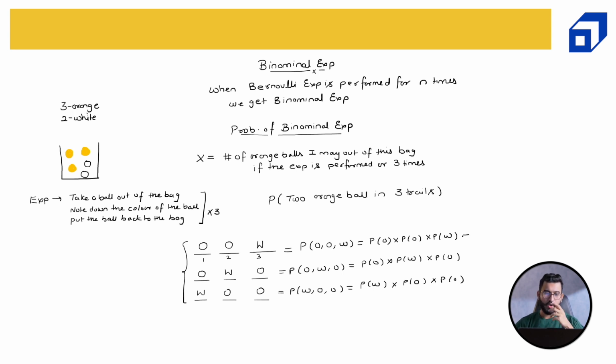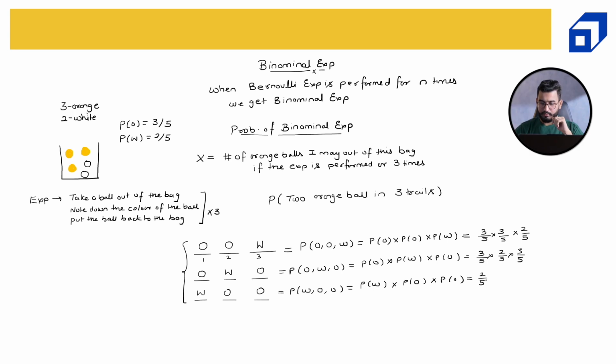Now probability of orange is 3 divided by 5. Probability of white ball is 2 divided by 5. So this will be 3 by 5 into 3 by 5 into 2 by 5. This will be 3 by 5 into 2 by 5 into 3 divided by 5, and this will be 2 by 5 into 3 by 5 into 3 by 5.